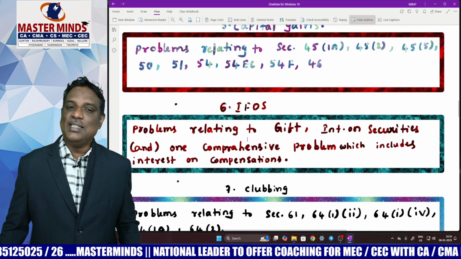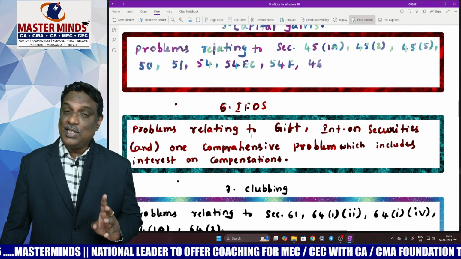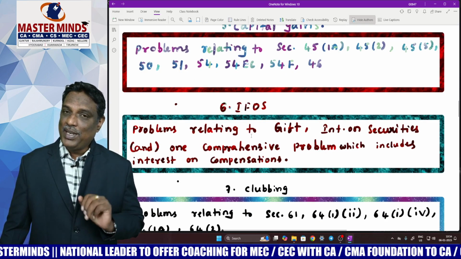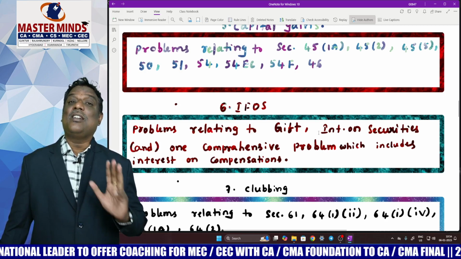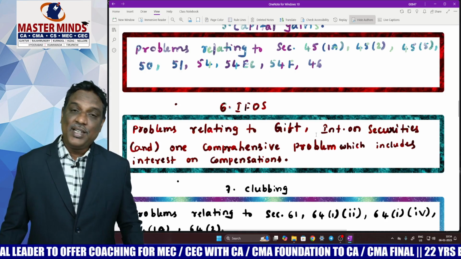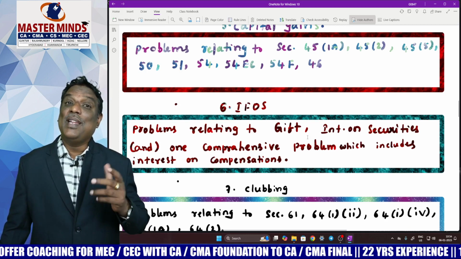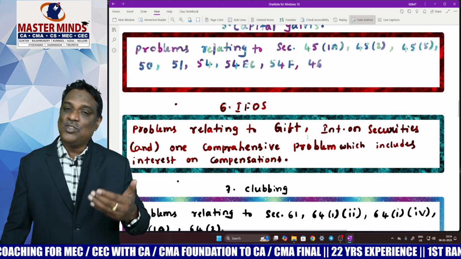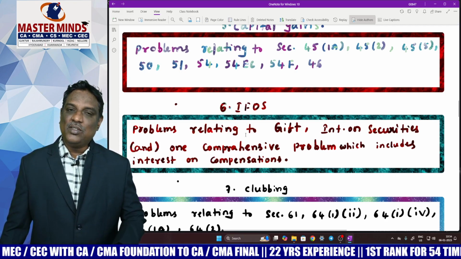Next, income from other sources. My dear students, this is a small chapter. For gifts, at least 2-3 problems must be prepared, and at least one or two problems relating to interest on securities. Interest on securities is also an important concept. And at least one problem should be comprehensive in nature, involving all the other-sources related incomes.